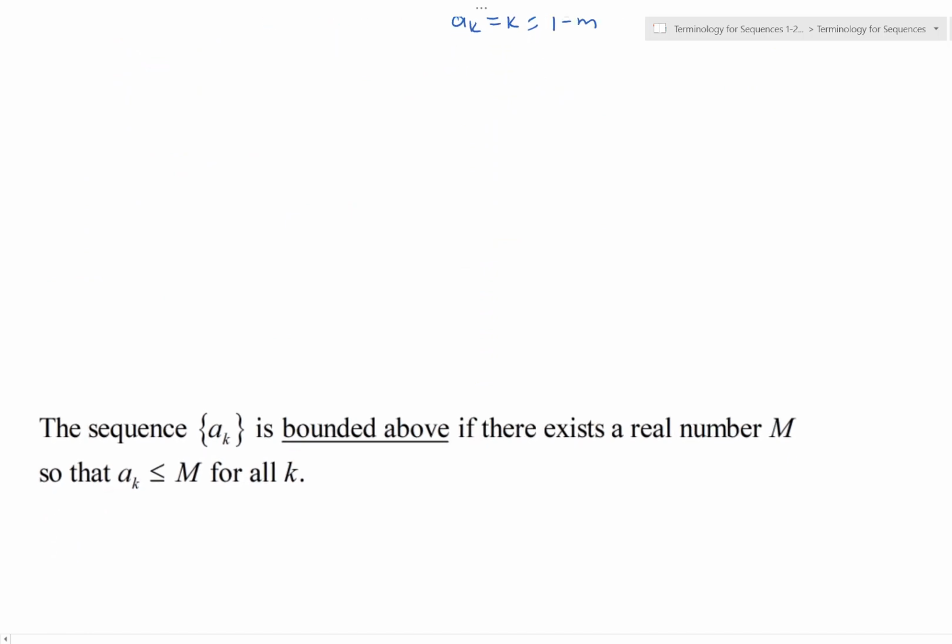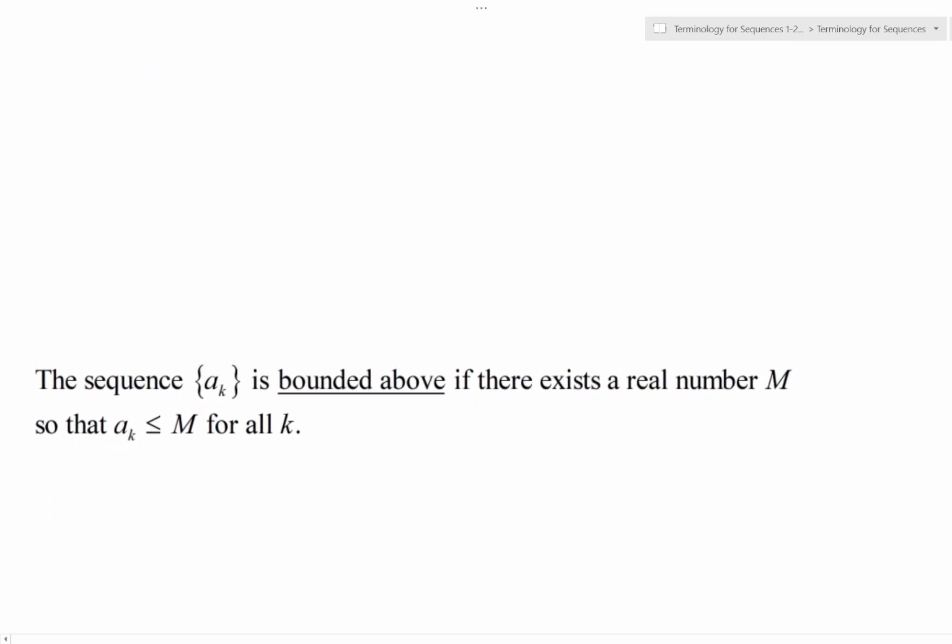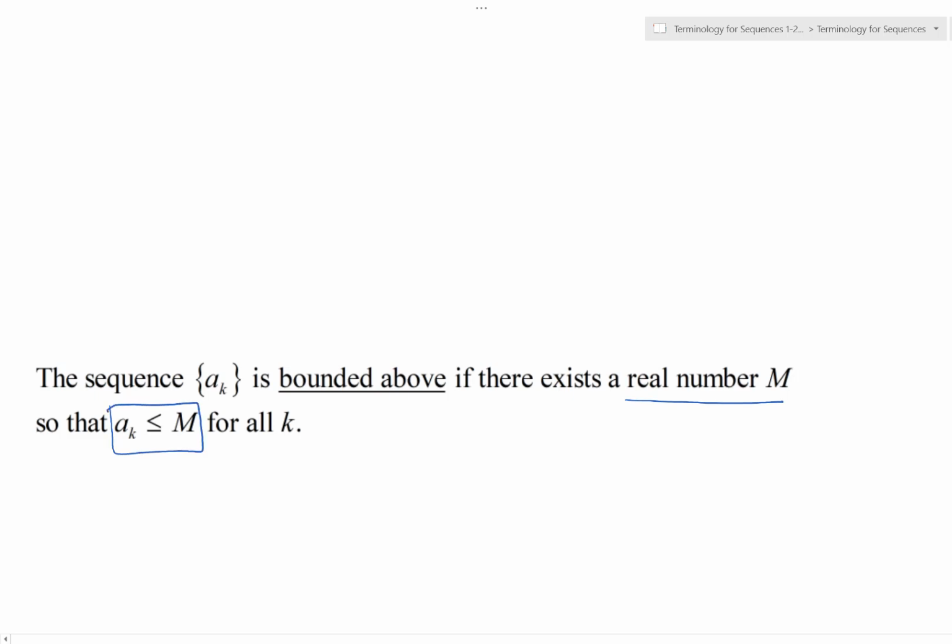And then on the contrary, a sequence a sub k is bounded above if there is some real number, the big M here, so that the sequence is always smaller than or equal to that number M for all the index k. Here, all the terms in the sequence can't be larger than some number. If that's the case, you have this upper bound, as we say, and the sequence is bounded above.